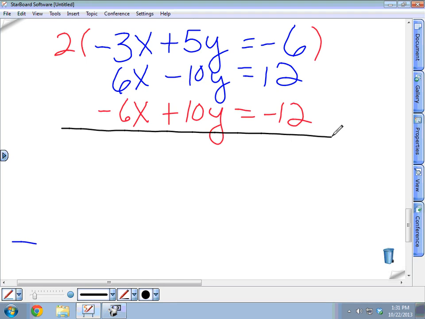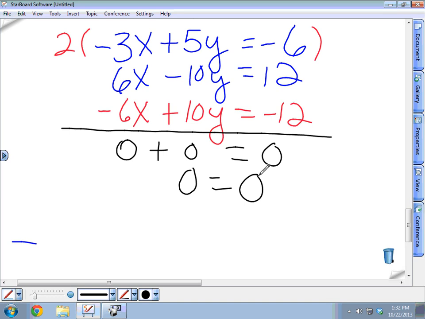What's 6x minus 6x? 0. What's minus 10y plus 10y? 0. What's 12 minus 12? 0 equals 0. Well, what help is that to us? Oh, you got a 0. You got all your variables gone. What does that tell you if you come out to 0 equals 0?